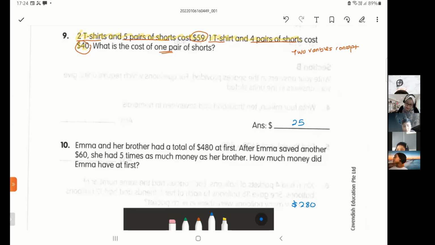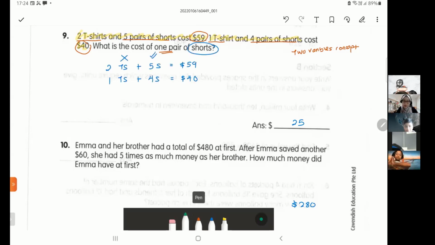Okay, so we list it down. 2 t-shirt plus 5 shorts is $59. 1 t-shirt plus 4 shorts is $40. Question is, what is the cost of 1 pair of shorts? I want my shorts, I don't want my t-shirt. So if I do not want my t-shirt, I get rid of my t-shirt. You look at the t-shirt and you need to get rid of them, to make the t-shirt become 0. That's your intention.